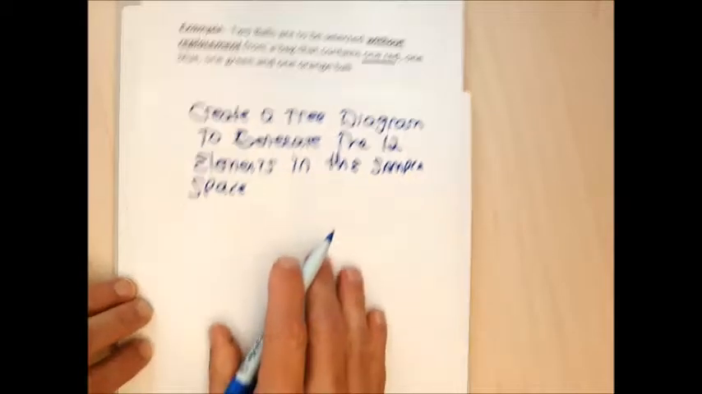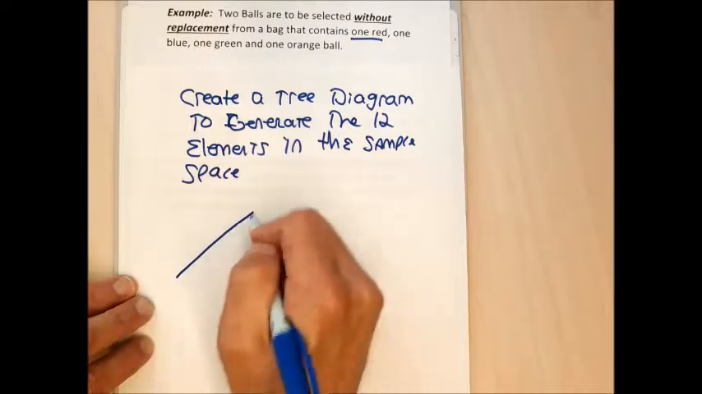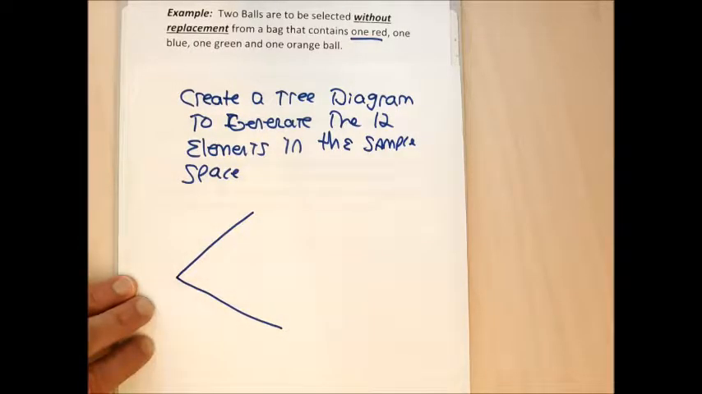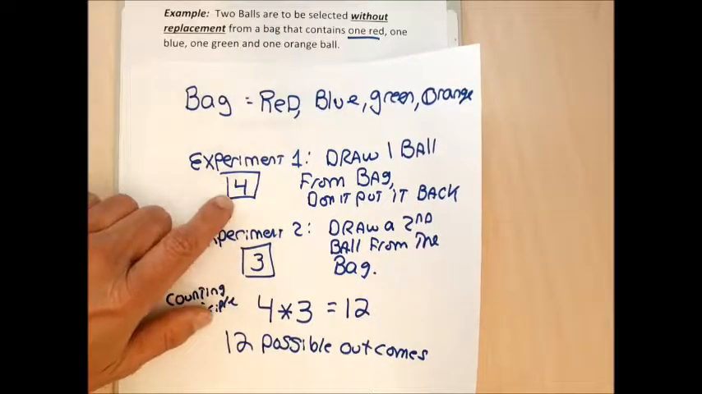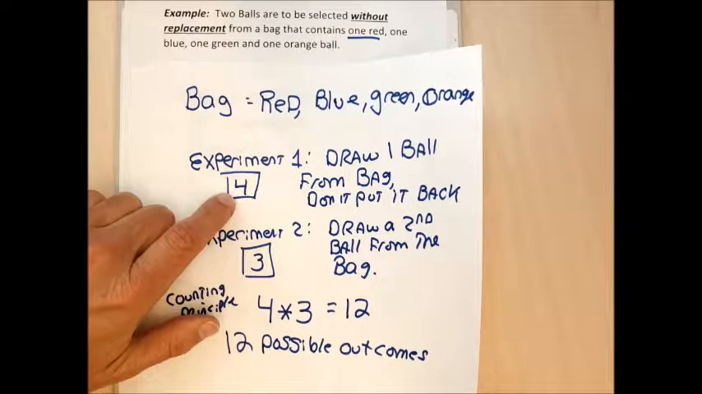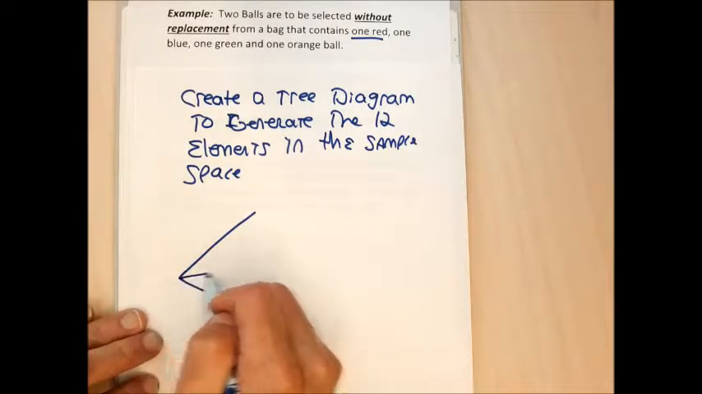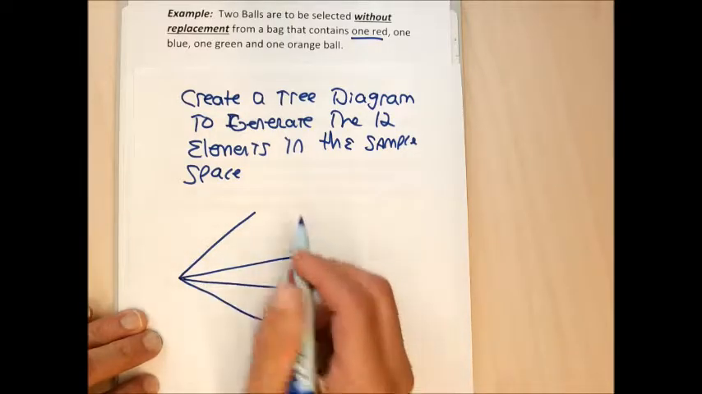So when I do this, I start off with a V, or a less than sign. And the number of lines I need from this less than sign is the number of outcomes from experiment 1. So I'm going to need 4 lines radiating from my less than sign. So let me make 4 lines here. And this is my experiment 1.